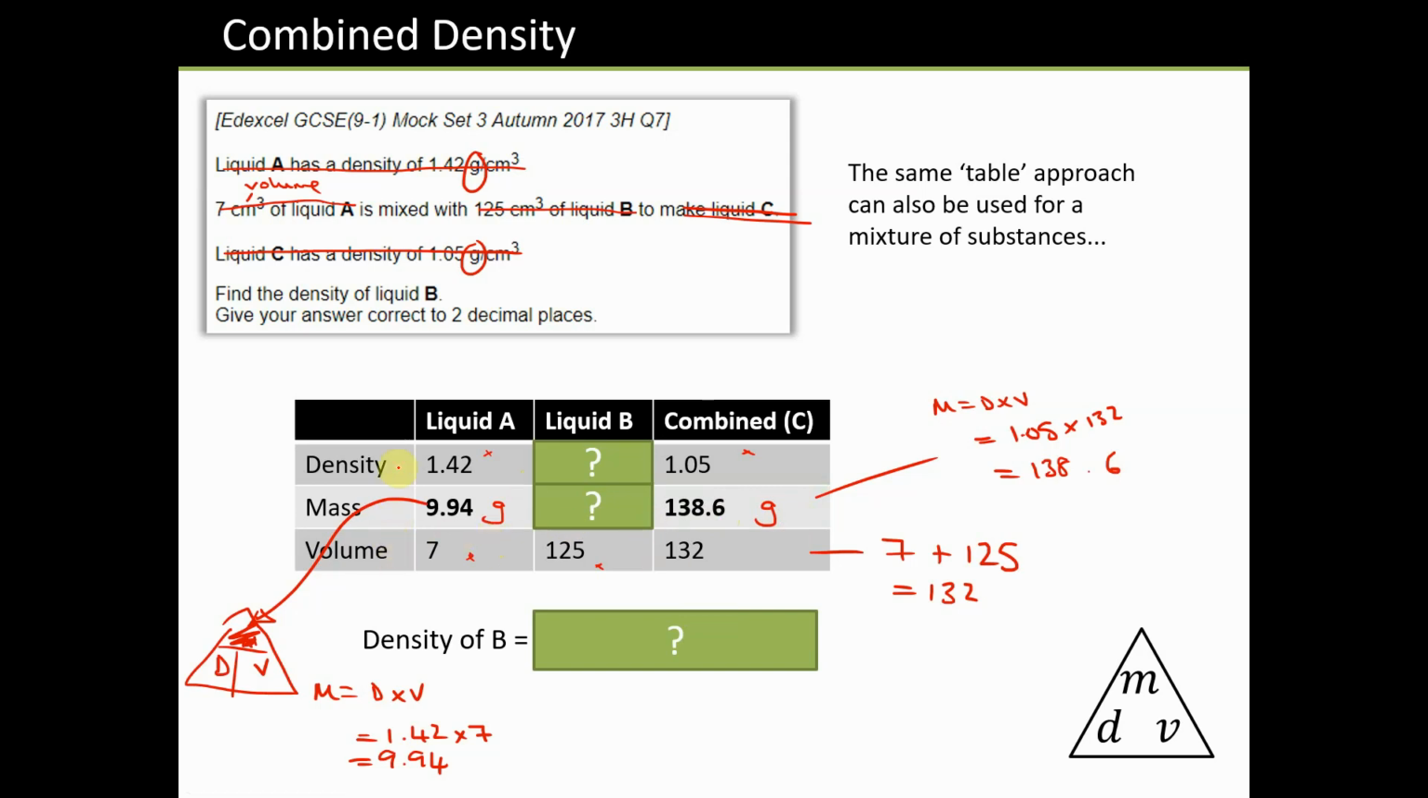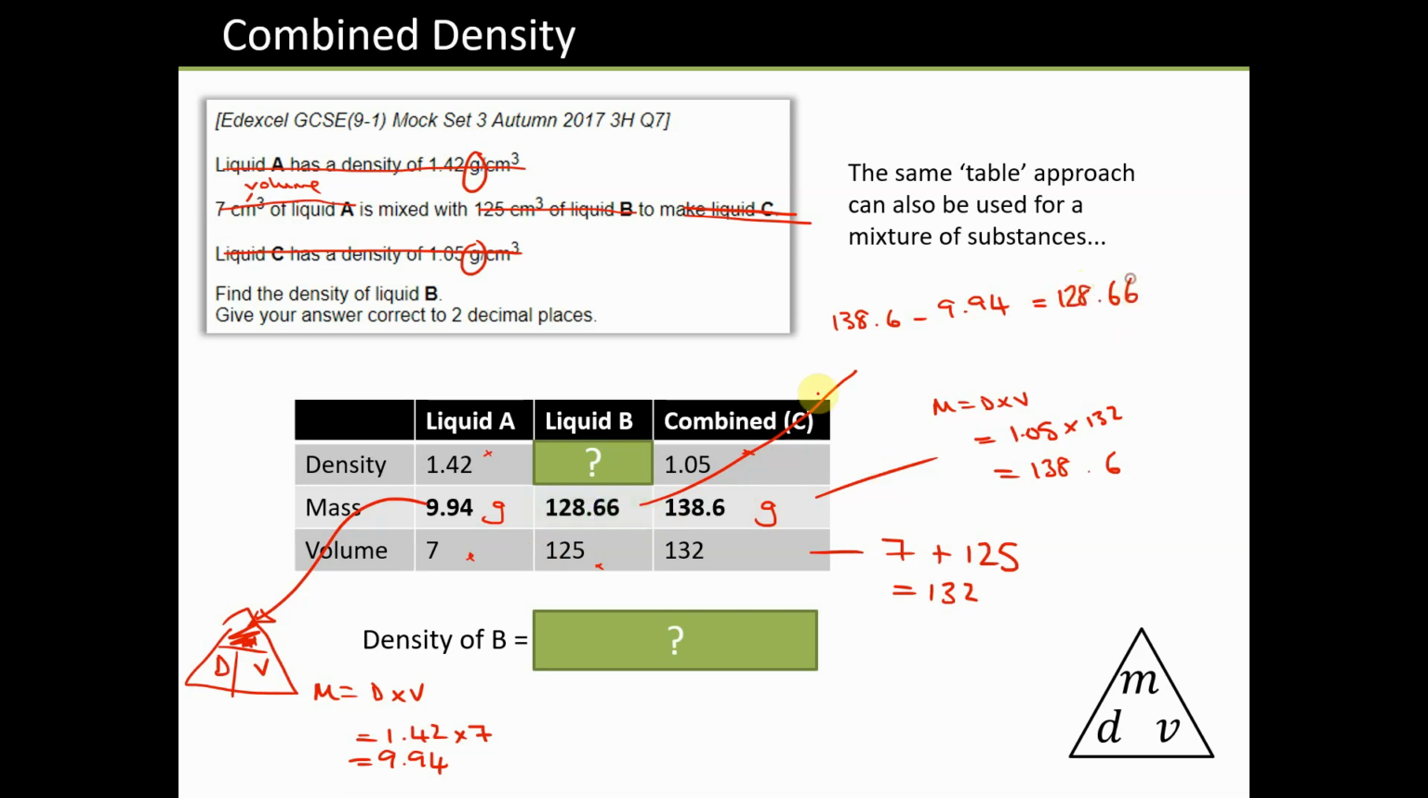Something we can do with the mass and the volume that we can't do with the density is work along our rows, because we know if we add 2 things with a certain volume, the volumes will just combine with an addition, and similarly for mass, because they aren't compound units, they're just simple units. There's just one thing in there, centimeters cubed or grams. So to find this, if 138.6 is the total and 9.94 is what A is, well, the mass of liquid A plus the mass of liquid B would give us C, so I could do the opposite of that and do a takeaway. And that's going to get me 128.66.